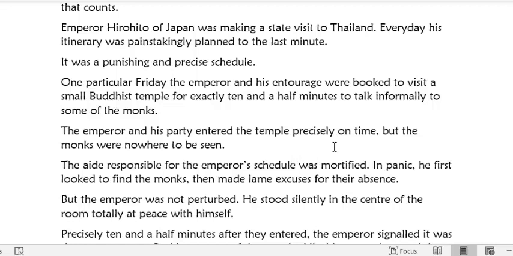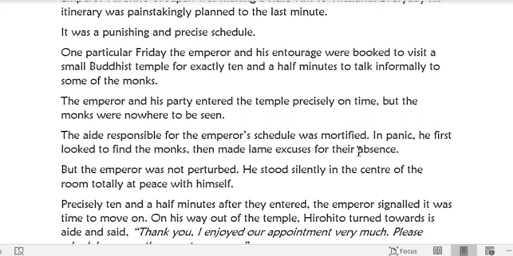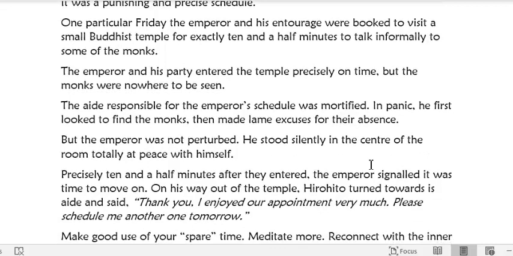The aide responsible for the emperor's schedule was mortified. In panic, he looked to find the monks. He made some lame excuse for their absence, but the emperor was not perturbed. He stood silently in the centre of the room, totally at peace with himself. Precisely 10.5 minutes after they had entered, the emperor signalled it was time to move on. On his way out of the temple, Hirohito turned towards his aide and said, "Thank you. I enjoyed our appointment very much. Please schedule another one for me tomorrow."